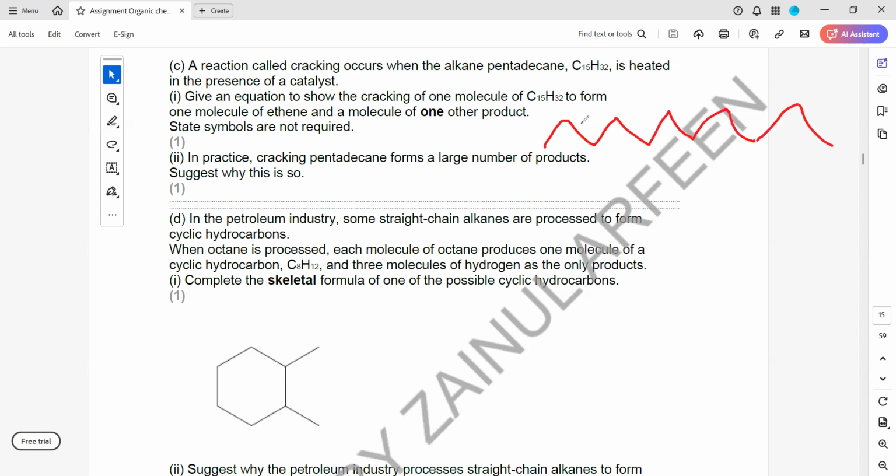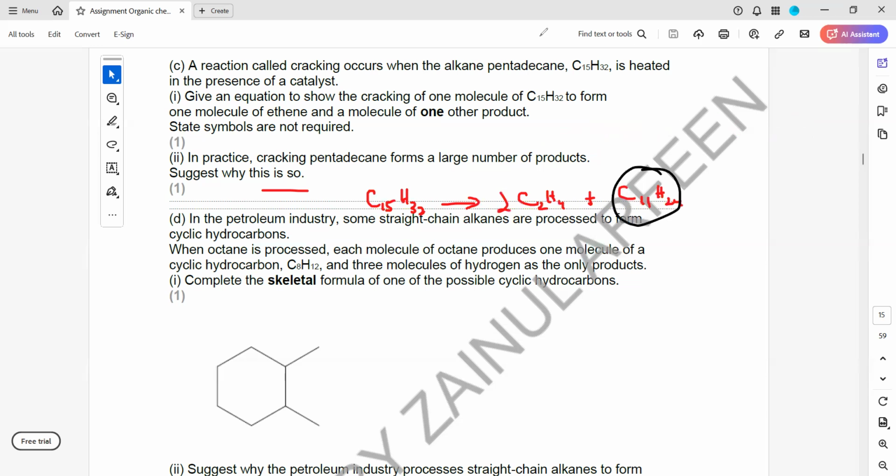So the carbon chain is so long that any of the bonds can break. As a result, multiple products are possible. Even the product which we wrote in the equation might further decompose. So the question is: suggest the reason why a large number of products are possible. You will mention that it is a very long chain compound which contains many carbon-carbon bonds, so any of the carbon-carbon bonds can break, which results in multiple products.